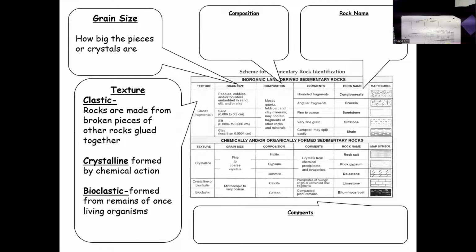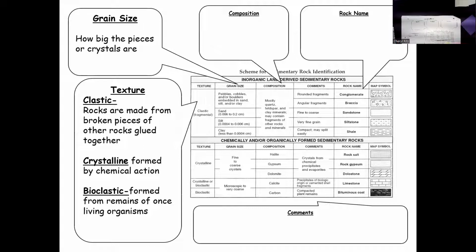Grain size is most important. Actually, I'm going to ask you this. Which groups, clastic, crystalline, or bioclastic, does it look like grain size is more important? So let's take a look. In the crystalline and bioclastic sections, what do you notice about all of those?